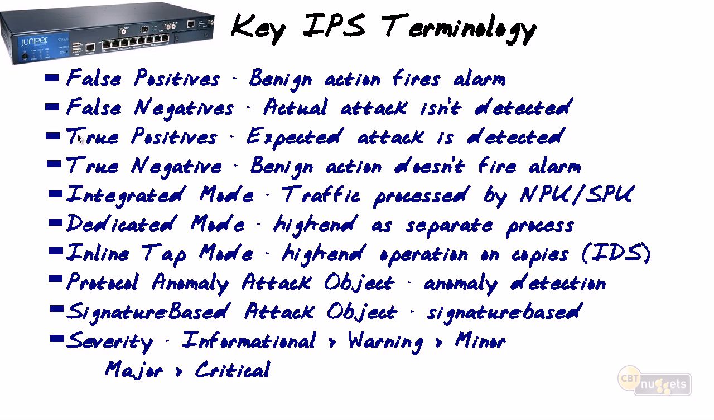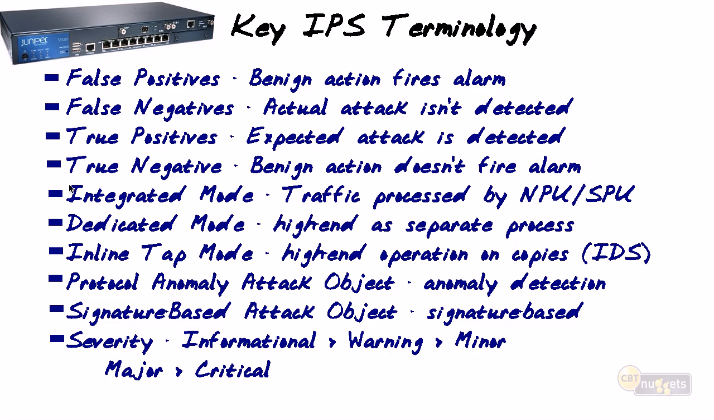Now, a true positive is basically you detected the attack as expected. So that's a good thing. We want more true positives. Also, a true negative is it was benign traffic, okay? It was something that I expected, it's an application that I want on my network, and an alarm was not fired, okay? So these are the 4 categories. You got to know those.